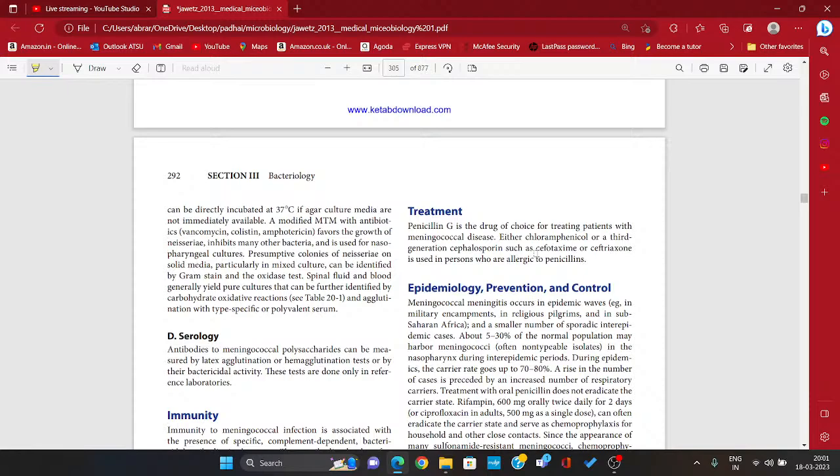Presumptive colonies of Neisseria on solid media, particularly in mixed cultures, can be identified by Gram stain and oxidase test. Spinal fluid and blood generally yield pure cultures that can be further identified by carbohydrate oxidative reactions and agglutination with type-specific or polyvalent serum.